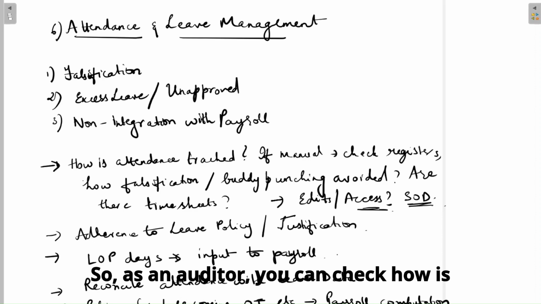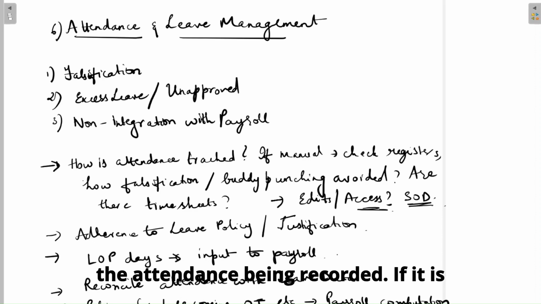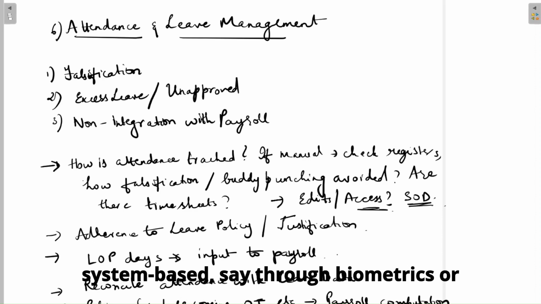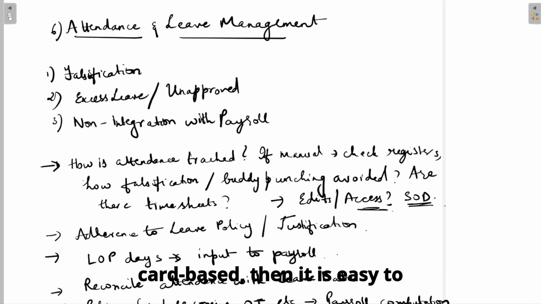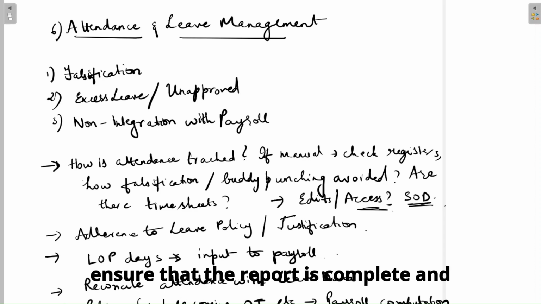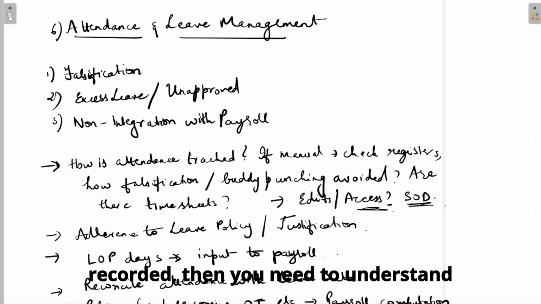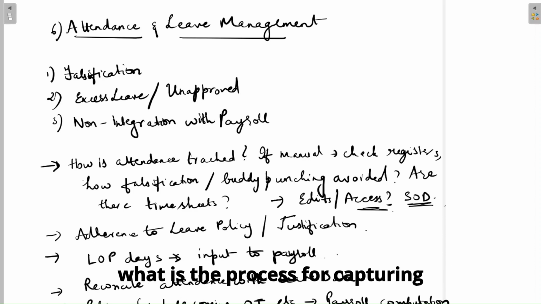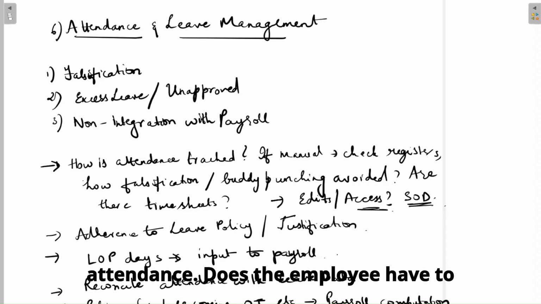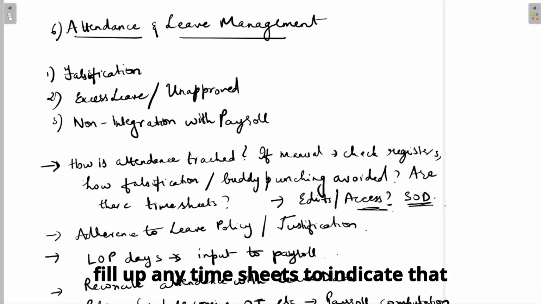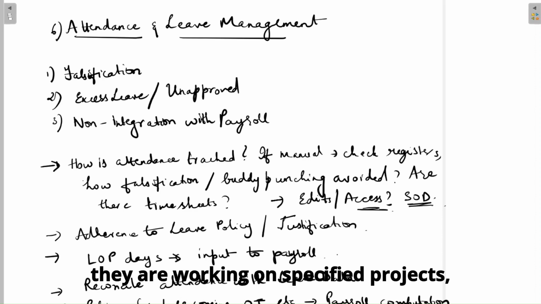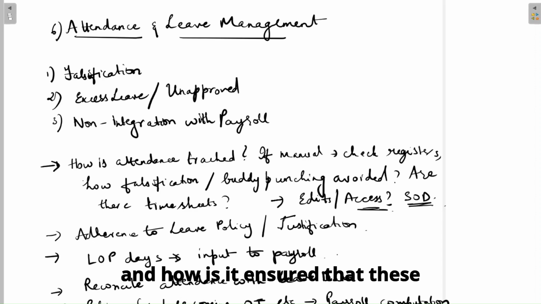So as an auditor, you can check how is the attendance being recorded. If it is system based, say through biometrics or card based, then it is easy to simply extract the report and ensure that the report is complete and accurate. However, if it is manually recorded, then you need to understand what is the process for capturing attendance. Does the employee have to sign on any manual registers or need to fill up any timesheets to indicate that they are working on specified projects? And how is it ensured that these registers are accurate?